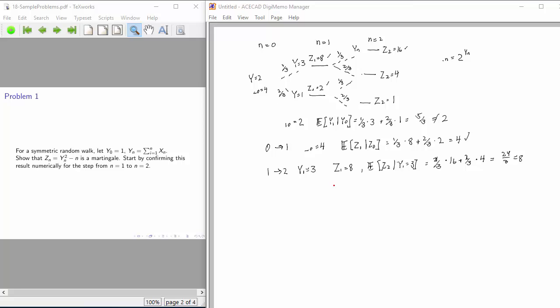But I have to check again for the other case where z1 is equal to 2. And I compare that with the conditional expectation of z2 conditioned on y1 being equal to 1. In that case, we have a third probability of going up to the second floor where z equals 4, 2/3 for going down to the ground floor where it's equal to 1, and what do you know? That's 2.